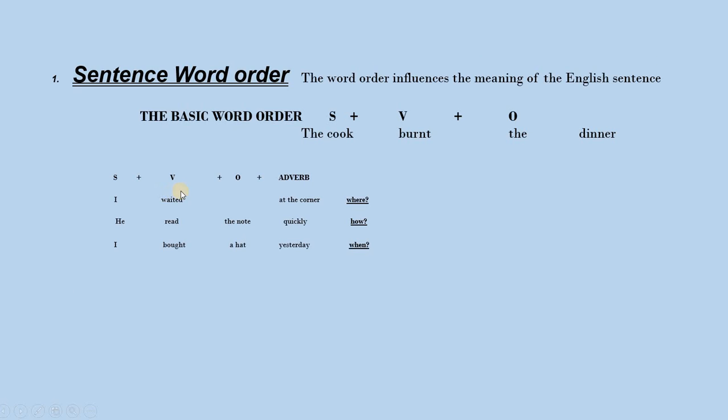So, I waited at the corner. I waited: here it's a verb that does not need an object, and here I answer the question where did I wait? At the corner. He read the note quickly, to answer how. I bought a hat yesterday, to answer when. So the adverb also adds something else. The basic word order is subject, verb and object, and what we add is additional information.